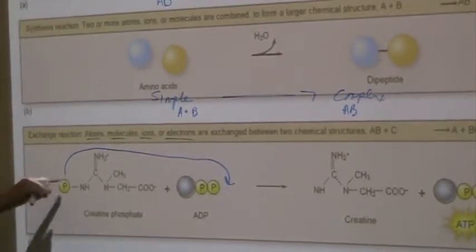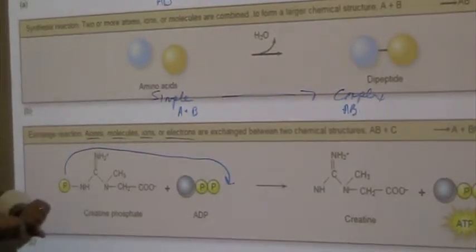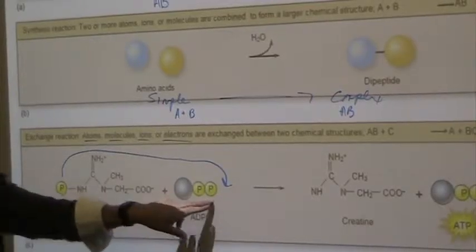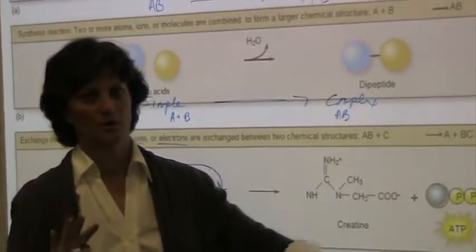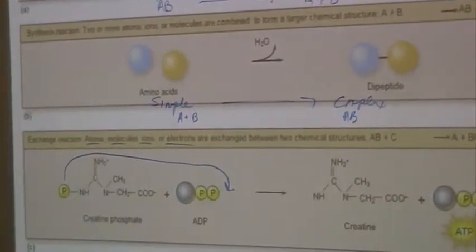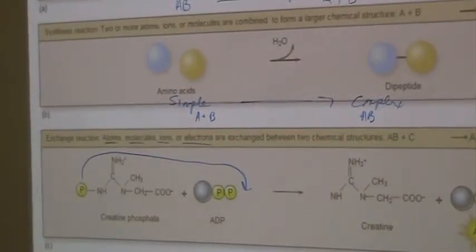That's the exchange. So you're going to break the bond here, the muscle cell can break it and put it on ADP so you get more ATP. That's why people do it. We'll talk about whether it's actually effective or not later, but that's the reaction. Okay.